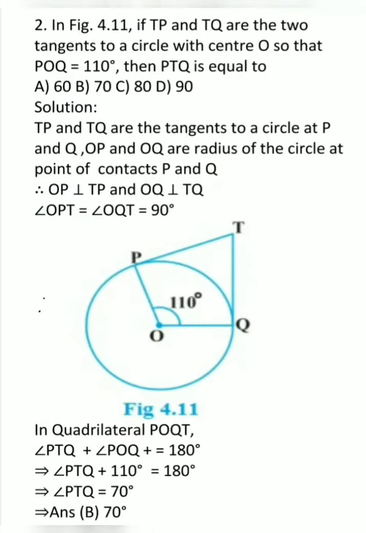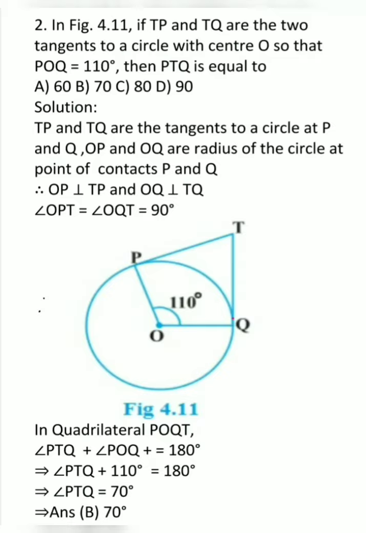Second question. In figure 4.11, if TP and TQ are the two tangents to the circle with the center O, so that angle POQ equals 110 degree, then we have to find angle PTQ. They have given 4 options here, A, B, C, D: 60 degree, 70 degree, 80 degree, 90 degree. So we will see the solution now. Again it is solved by the properties of the quadrilateral directly. Why? Because the options are given, and it is a direct question.